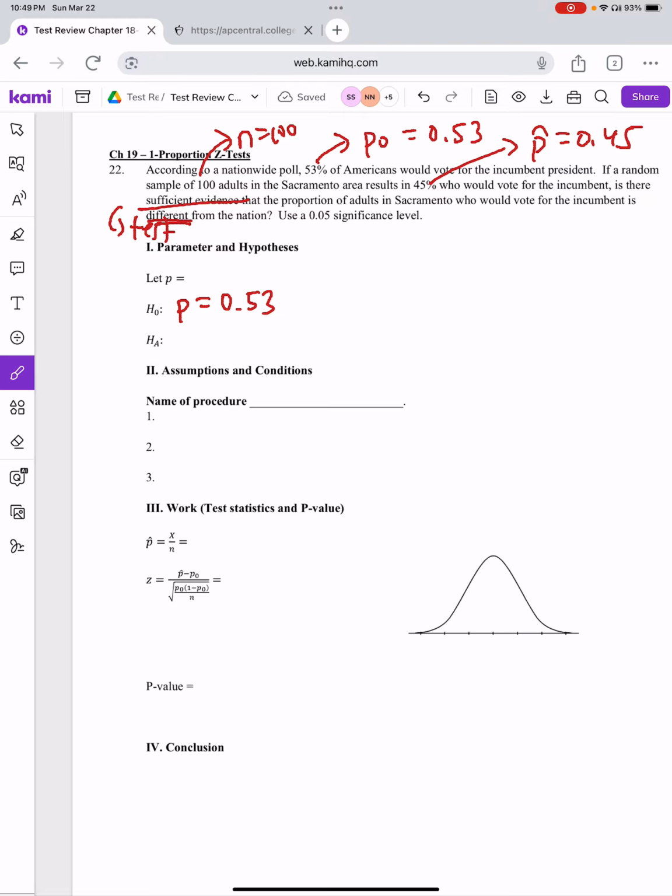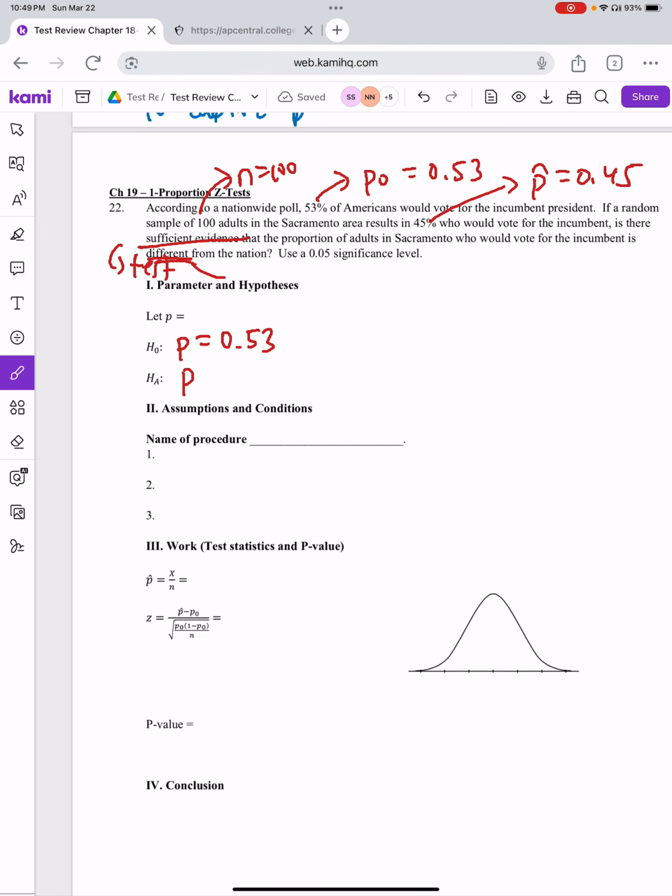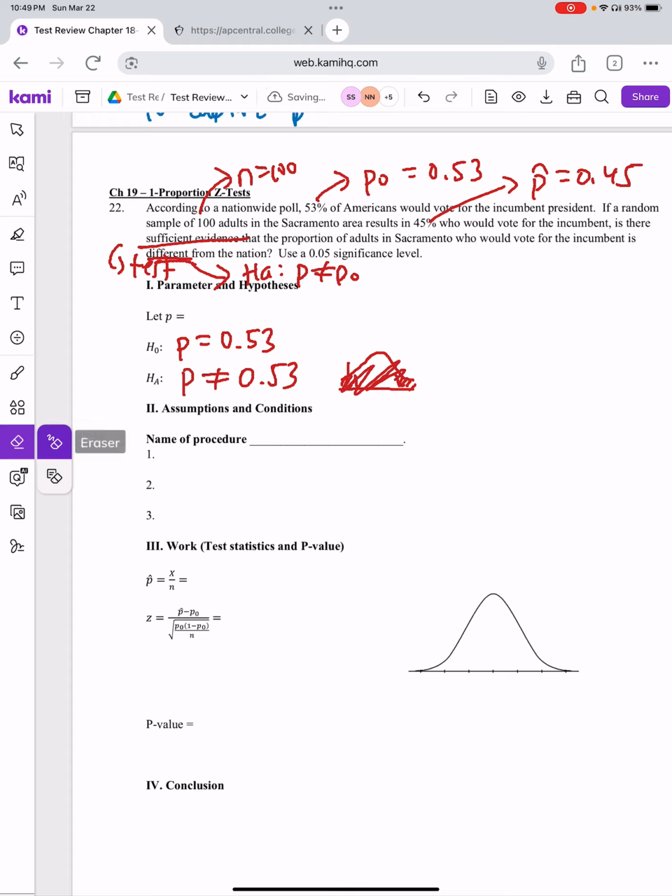The word different here means that the alternative, HA, is that it's not equal to P naught. So we need to do not equal to 0.53. When we do a not equal to alternative, we're going to get what we call a two-tailed test. So it looks something like this. Make sure that you double the probability to get the proper p-value.